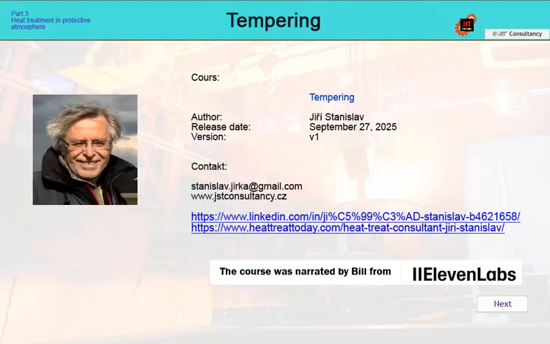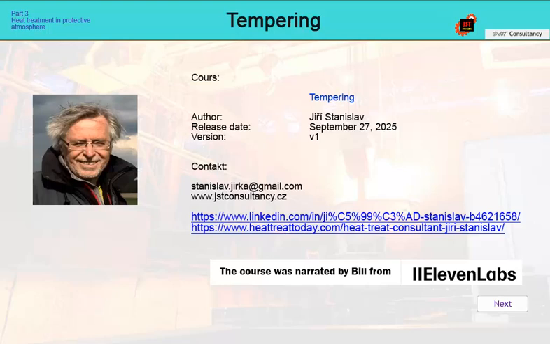The course of tempering is over. It includes my many years of experience and practice. However, the issues can be very complex and extensive, and may not exactly match your experience. If you have any comments or suggestions for improving the course, please send them to the contact listed.